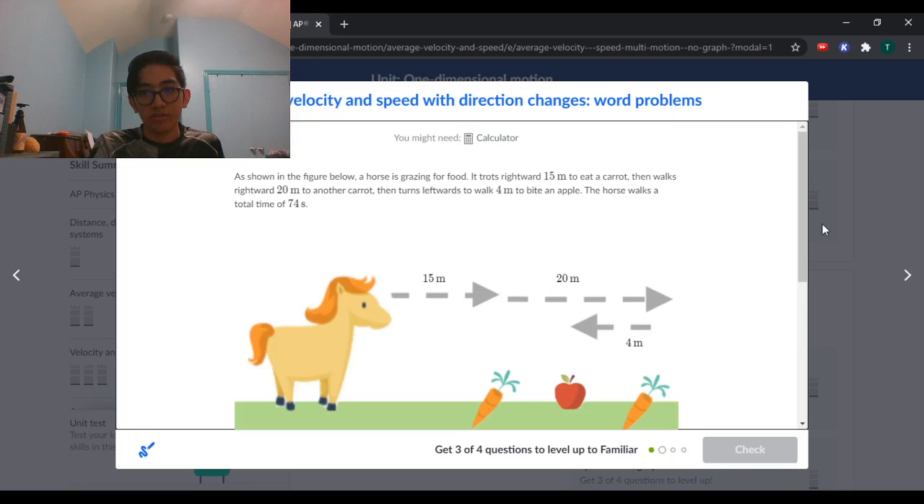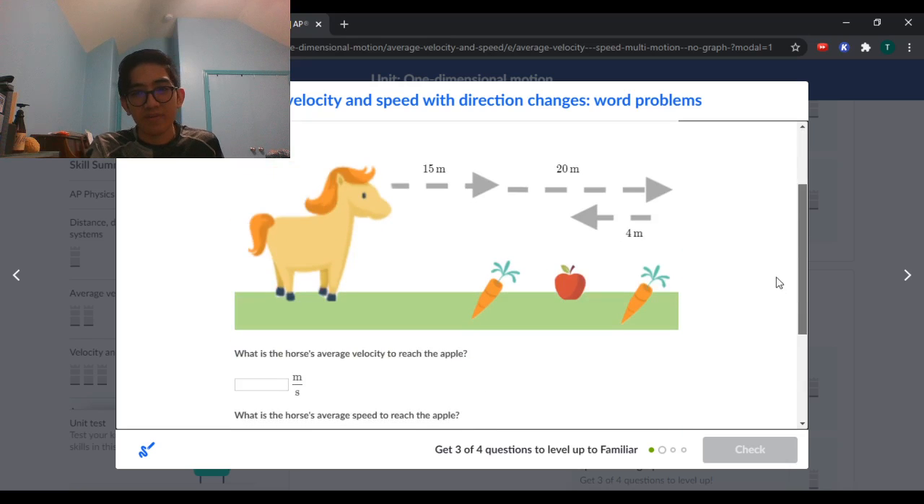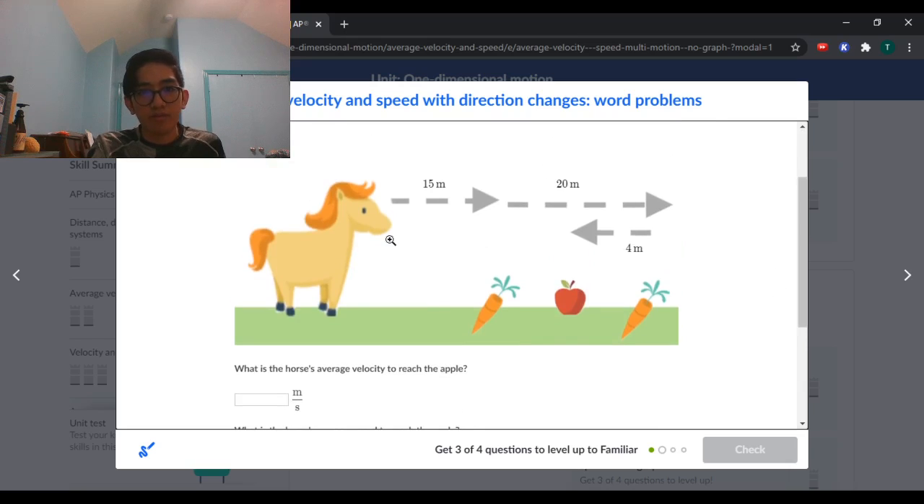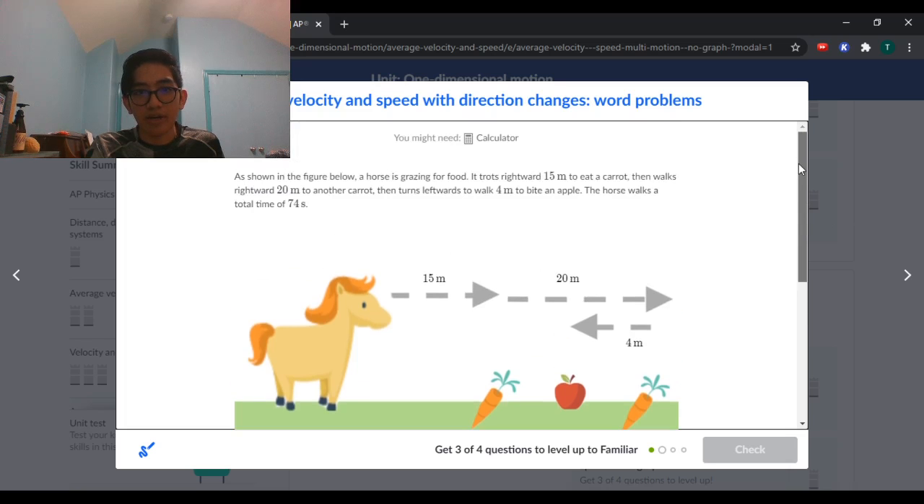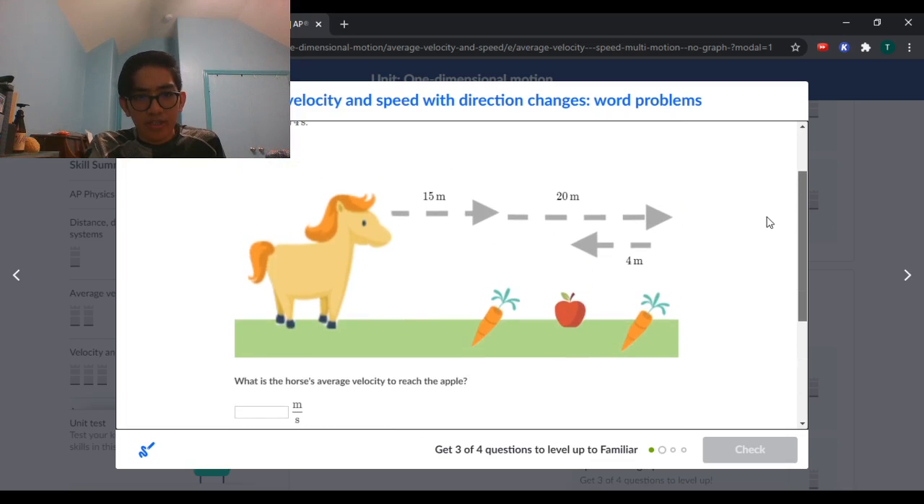And of course, you're going to get more problems like this, where it gets kind of more complicated. But not really. Especially when you're trying to figure out where this pony started out. But what we have here is the horse's average velocity to reach the apple. Okay, so a horse travels 15, 20, and then 4, right? So I want to know the distance between the horse now and the apple there, right?